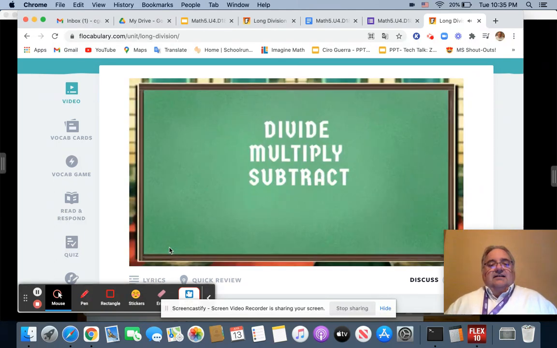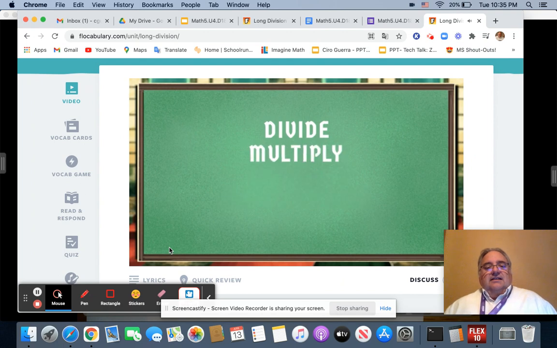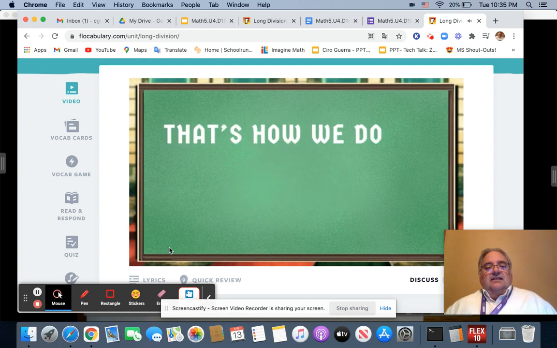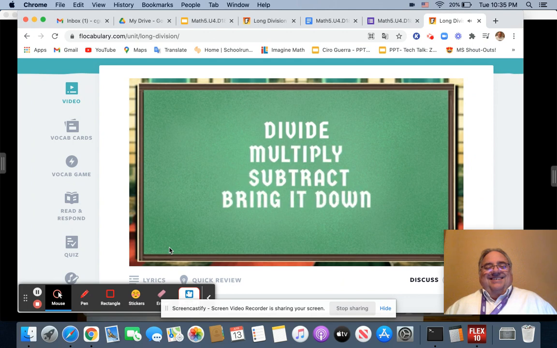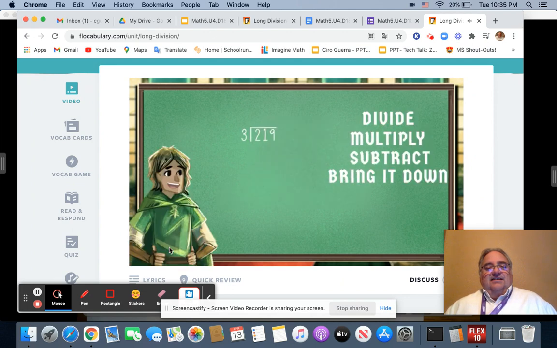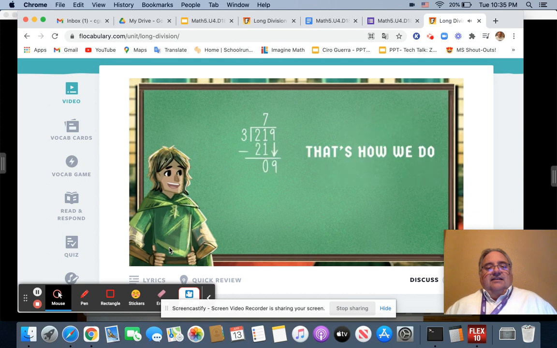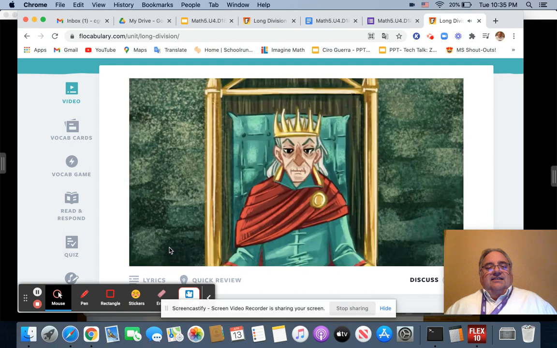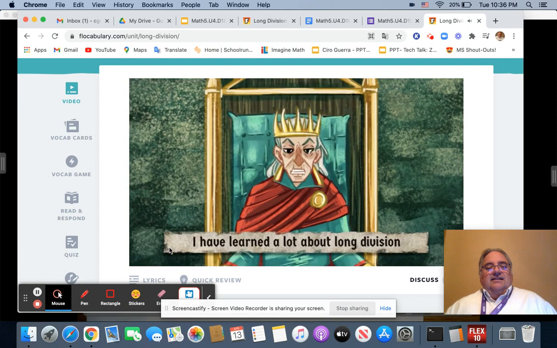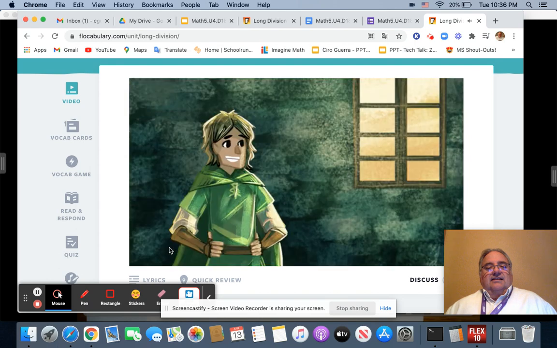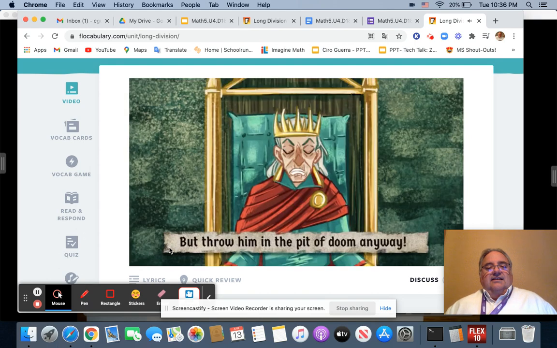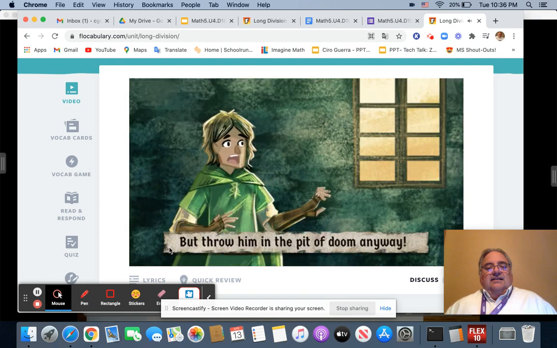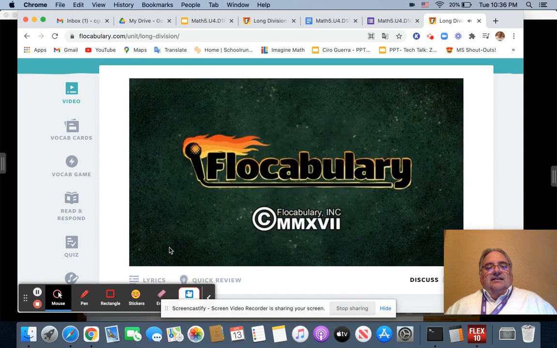Divide, multiply, subtract, and bring it down. That's how we do long division now. I have learned a lot about long division. But throw him in the pit of doom anyway.